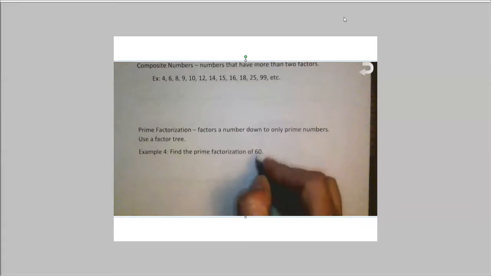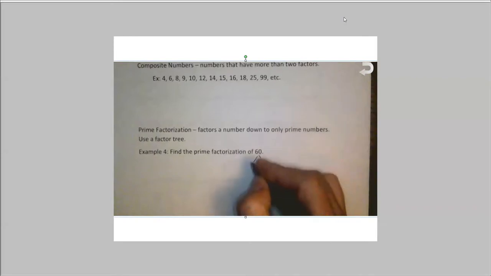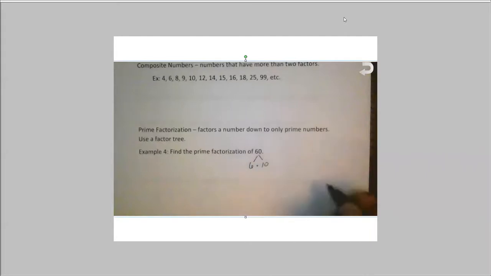So I'm going to do a factor tree. And when we start a factor tree, I can start with any 2 numbers that multiply to be 60. You can do 6 and 10, 2 and 30, 5 and 12. You can start with any of those pairs that we mentioned before. But we will not stop until we only have prime numbers. 6 is not prime. It can be factored down to 2 times 3. 10 is not prime.